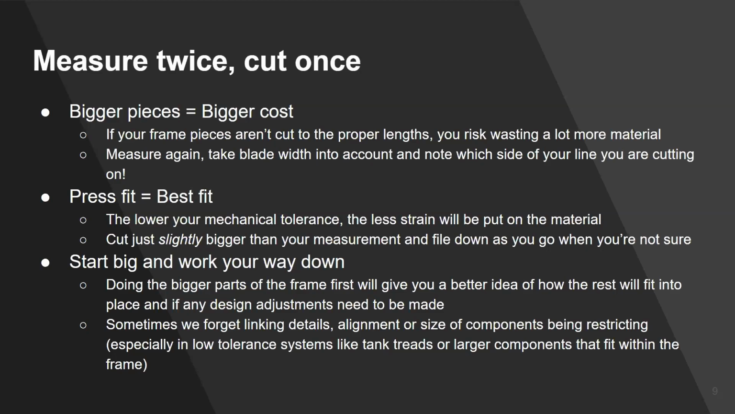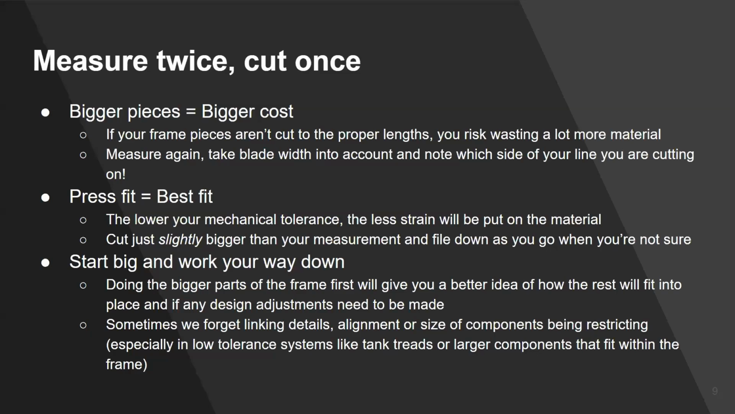We often also forget about the linking details. So when you have two components that you're trying to put together, they don't necessarily just sit one on top of the other. So think about how you're going to be attaching things. And if on the bigger parts of your frame you don't have anywhere to attach things, then think about adding an extra bar, an extra link where your components can rest in a comfortable, secure way, and be able to function without being restricted.